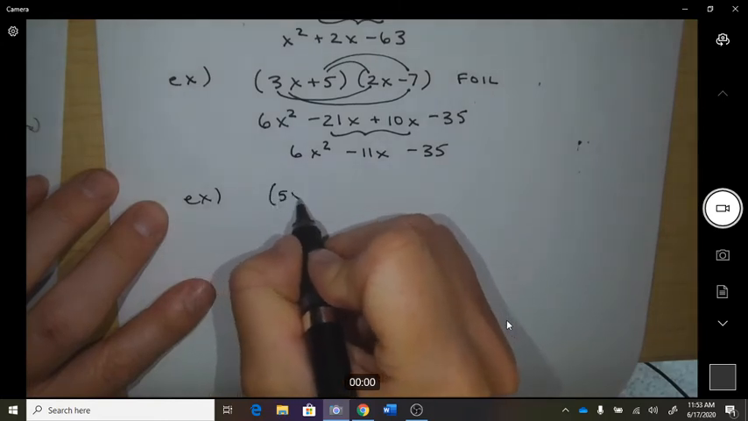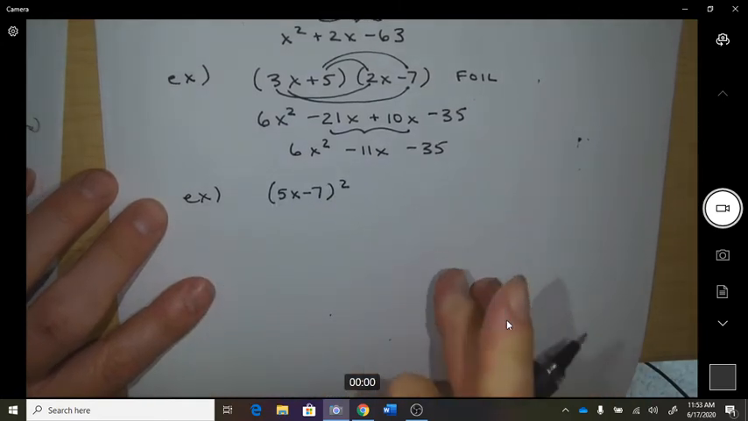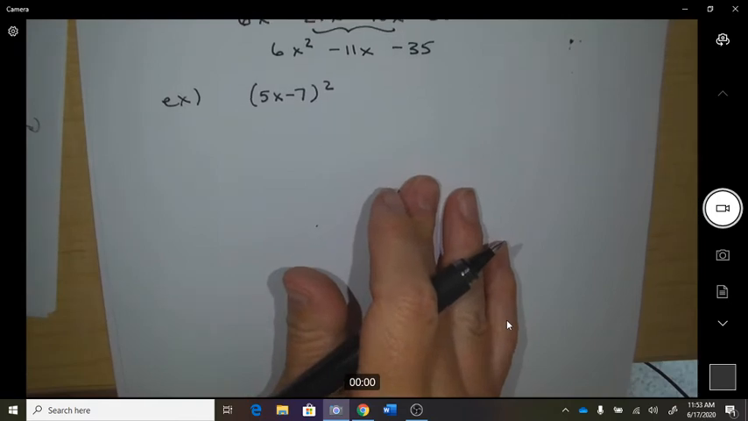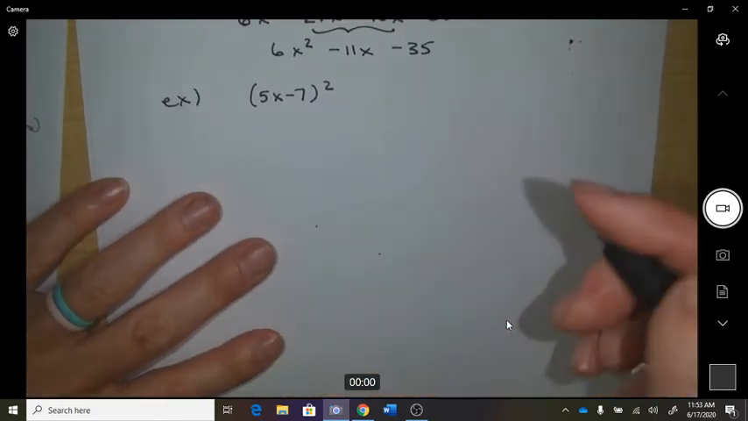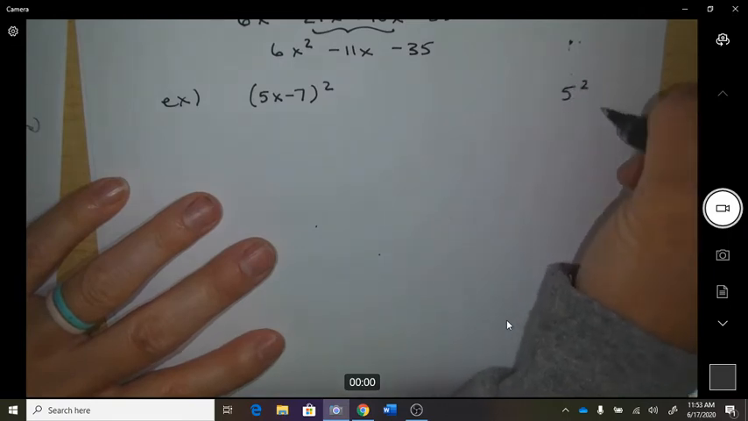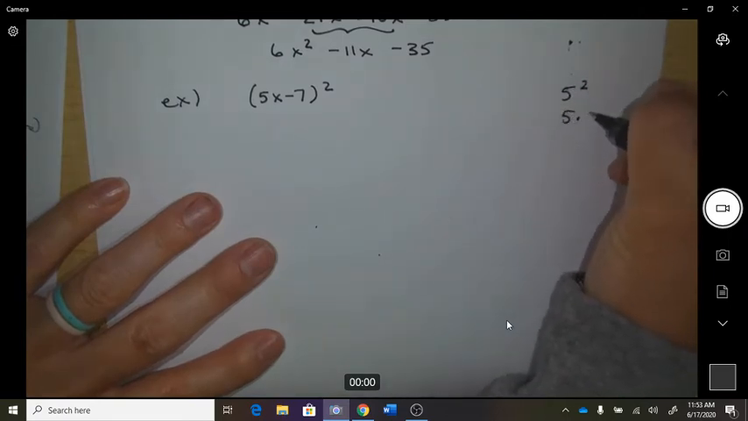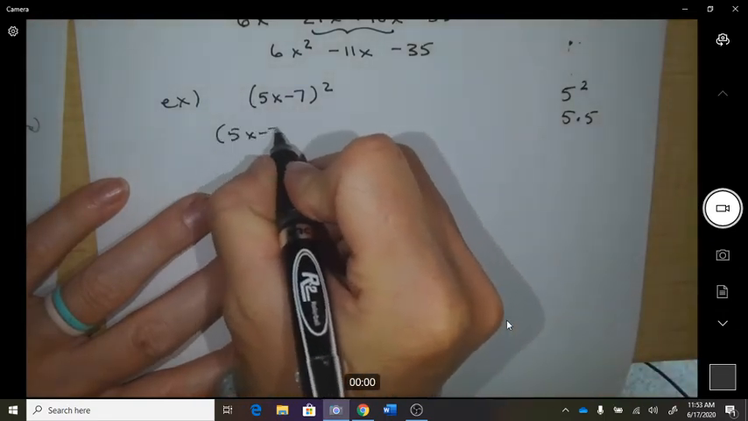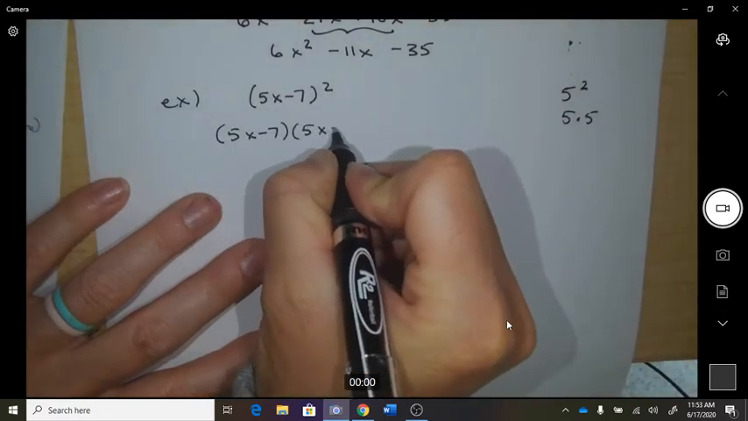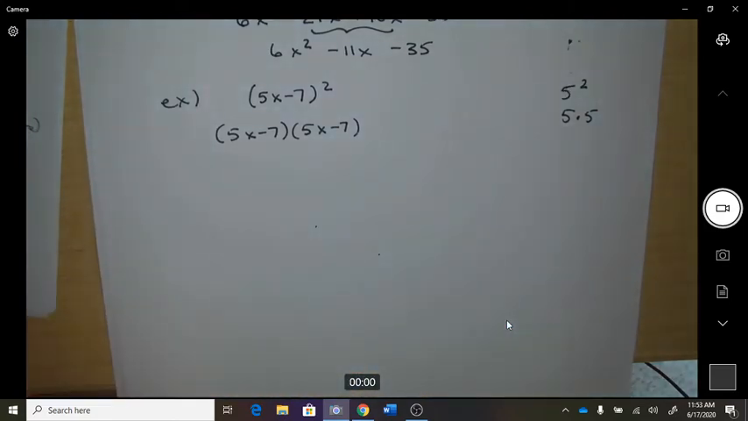Okay, something different here. I'm going to go a binomial squared. Okay, so if you have a binomial squared, it means it's multiplied by itself twice. So for instance, 5 squared is really the same as 5 times 5. You just repeat it twice. So I'm going to do that. I'm repeating it twice.